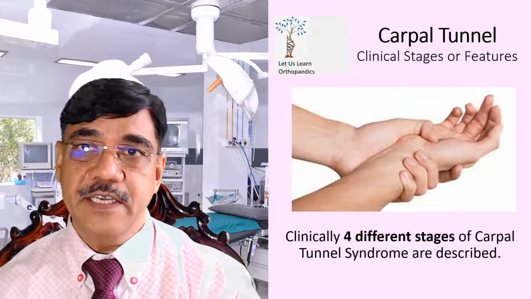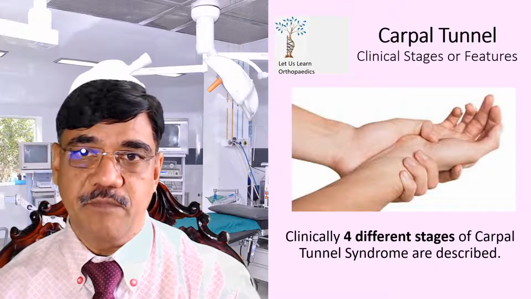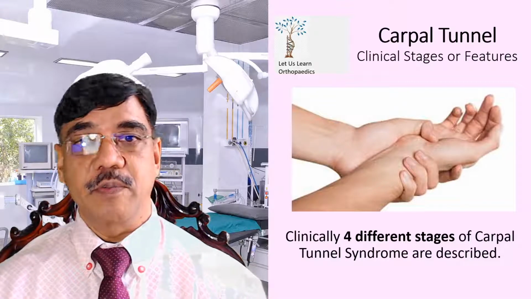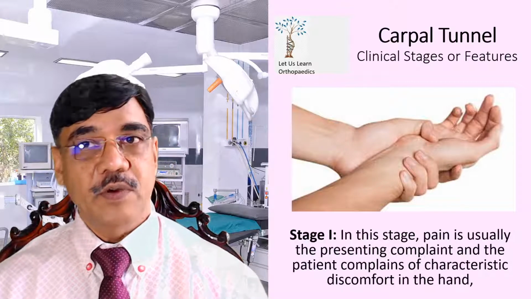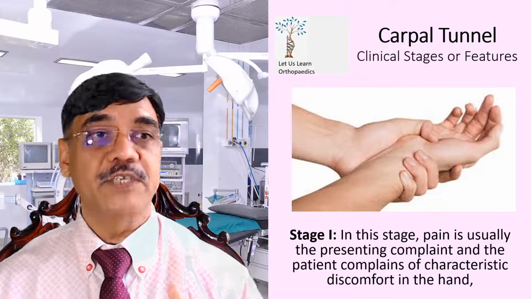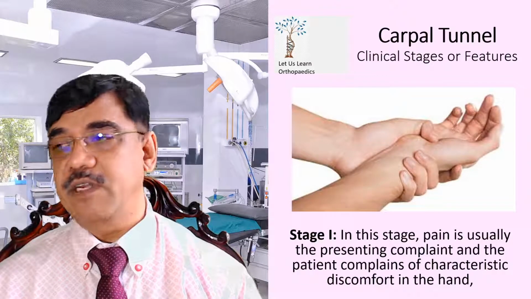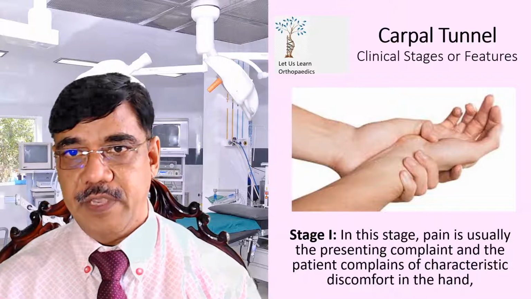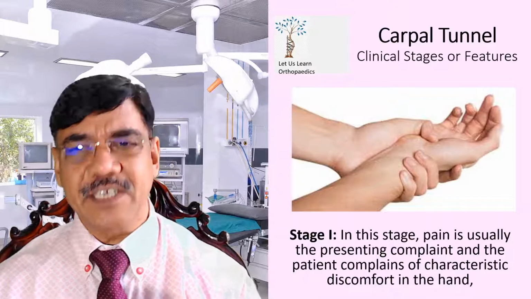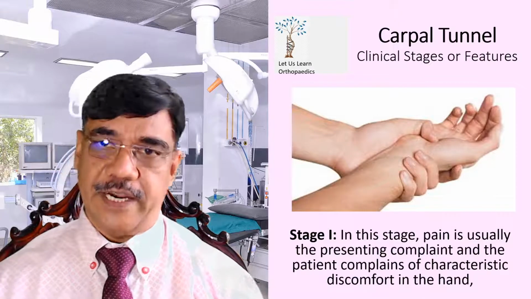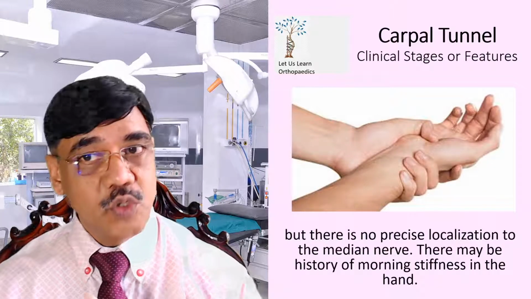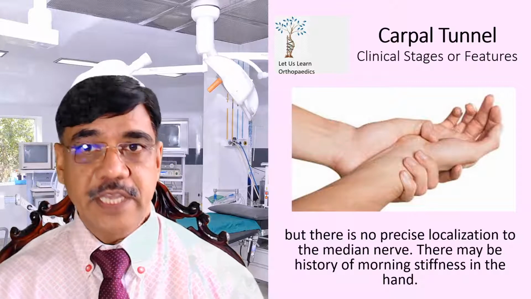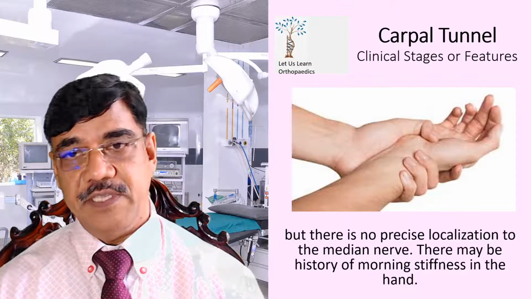As far as the clinical features are concerned, clinically 4 different stages of carpal tunnel syndrome are described. What are those stages? Stage 1. In this particular stage, pain is usually the presenting complaint, and the patient complains of characteristic discomfort in the hand, but there is no precise localization to the median nerve. There may be a history of morning stiffness in the hand.